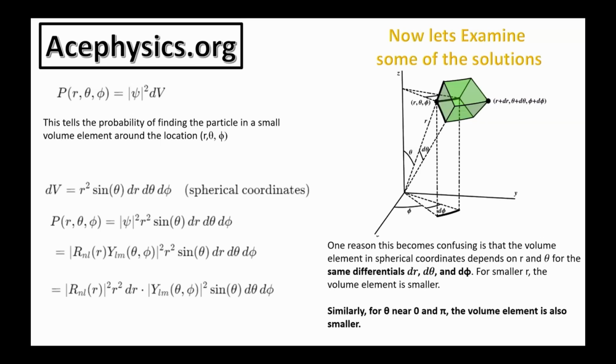Unfortunately, we need to deal with this confusion because it's easier to solve the Schrodinger equation in spherical coordinates, but it comes along with this confusing fact that the volume element is different for different values of r and theta.